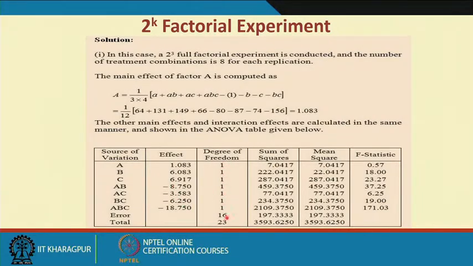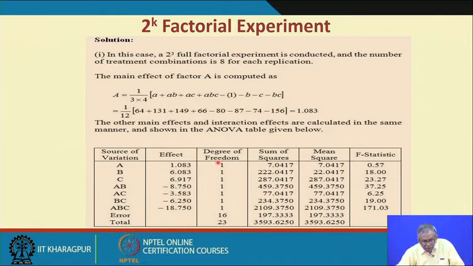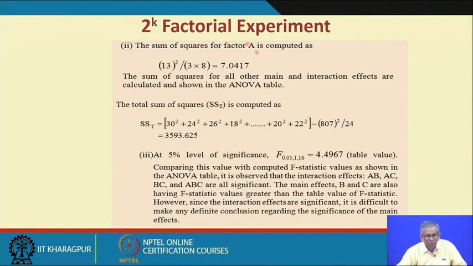The degree of freedom you consider, the total is 23, and the sum of squares you calculate. Mean square you consider. That means once you consider the degrees of freedom, sum of squares already you have computed, now you can calculate the mean square, right? And then the F statistic you consider. Is it okay? And then what you conclude, that the sum of squares for factor A is computed like this.